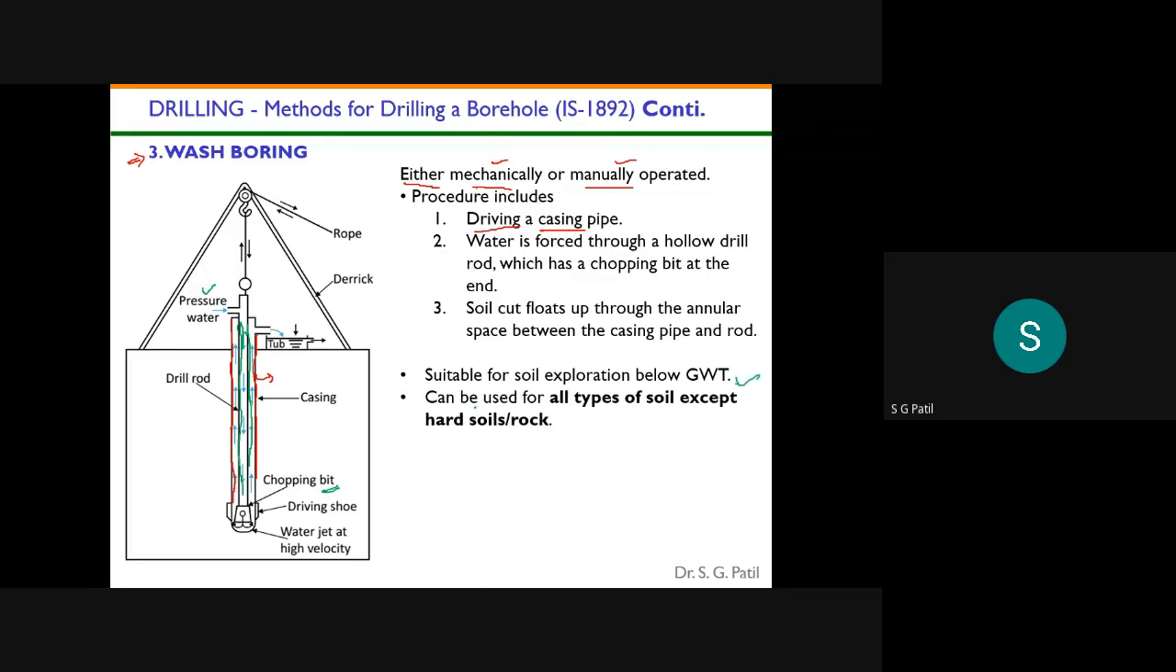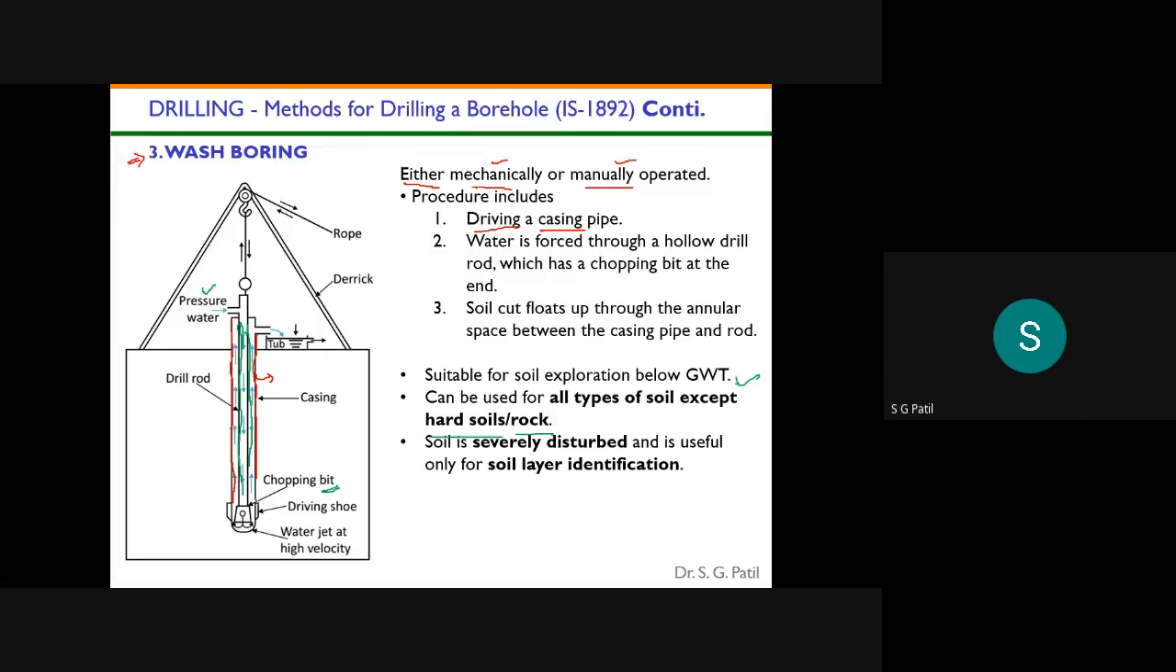Then it can be used for all types of soil except hard soil or rock. If you have a rock, then you cannot use this wash boring. The soil is severely disturbed and is useful only for soil layer identification. Due to the cutting, all the soil particles will be highly disturbed.